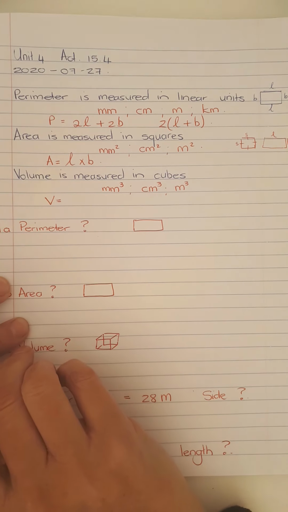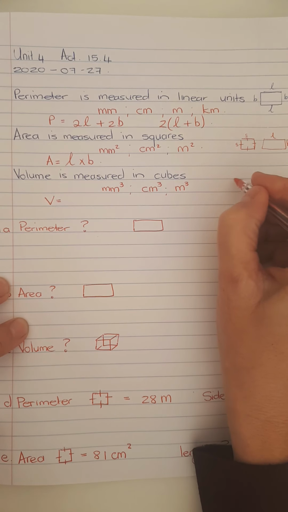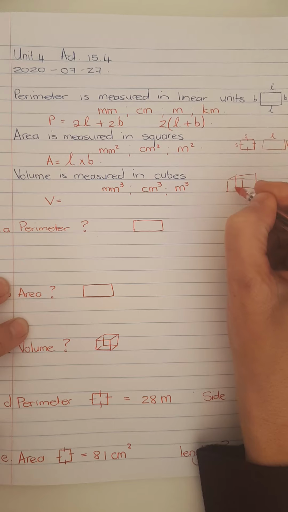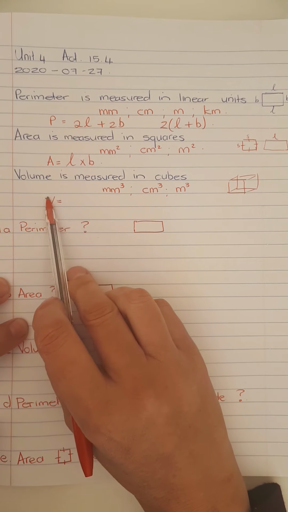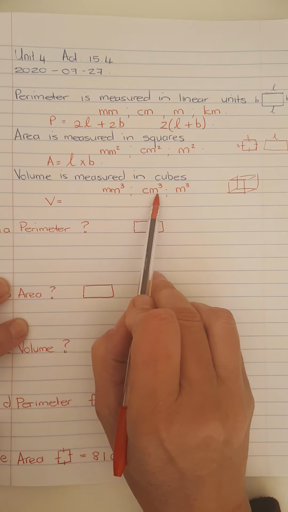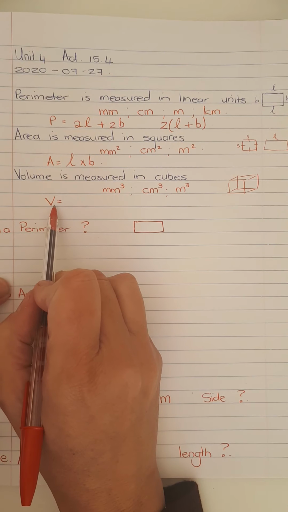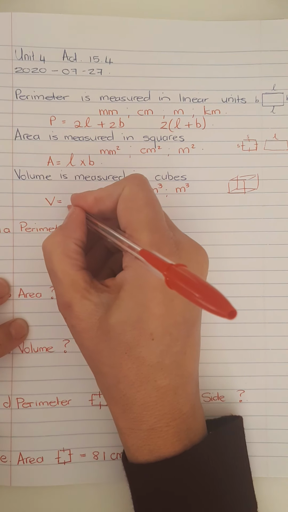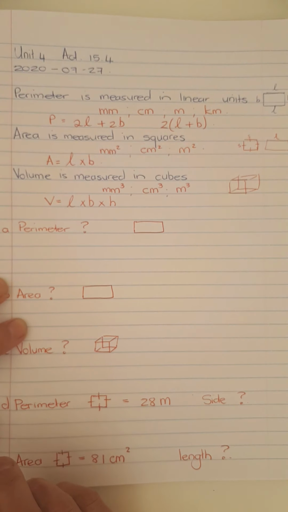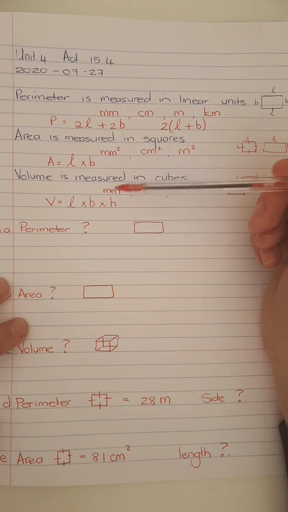Now volume. Volume is a 3D figure. So let me show you the volume. There I've got a 3D object. Volume is measured in cubes: cubed millimeters, cubed centimeters, cubed meters. So the formula for volume will be length times breadth times height. It is extremely important that you know this. You've got to study this and you need to know it.